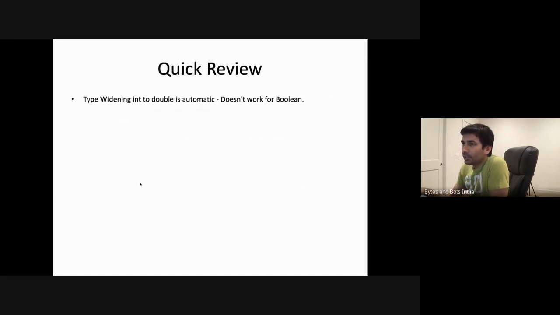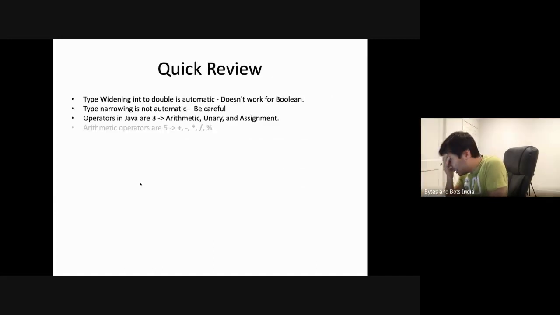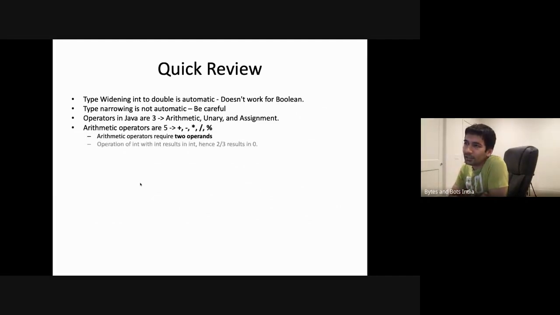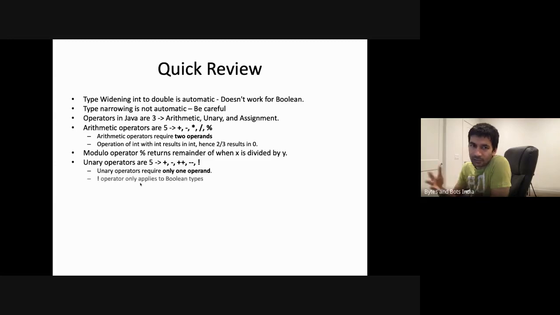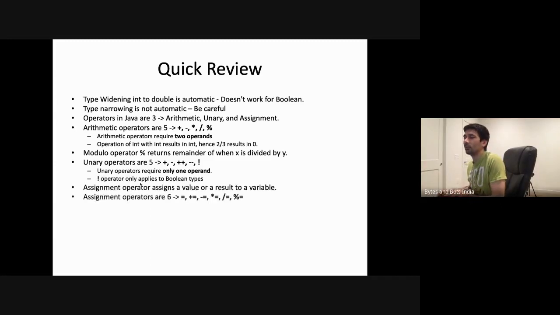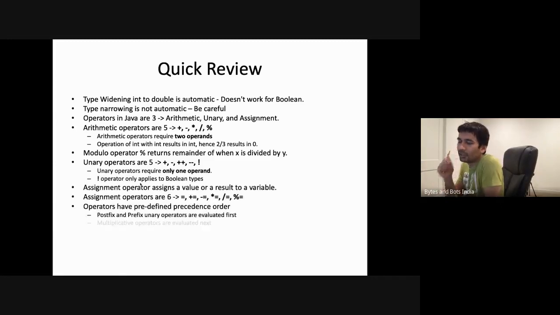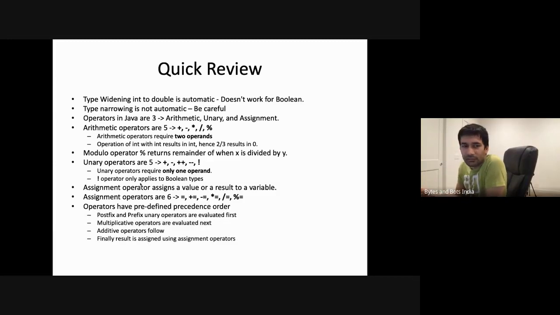All right, quick review. We'll review what we have done so far. Type widening, integer to double, is automatic, but doesn't work for Boolean. You can't convert a Boolean into integer or double automatically; Java will throw a compiling error. Type narrowing is not automatic. Conversion from integer to double is automatic, you don't have to worry about it. But conversion from a double to integer won't be allowed unless you typecast it into an integer.